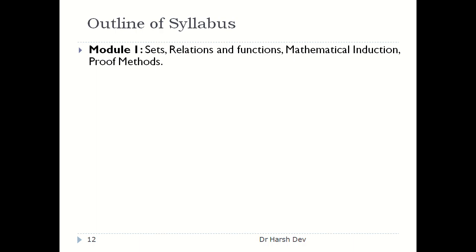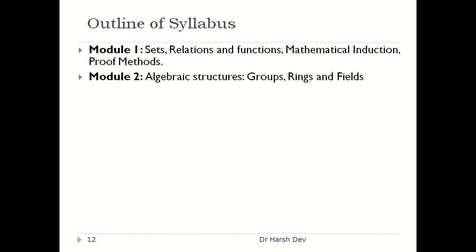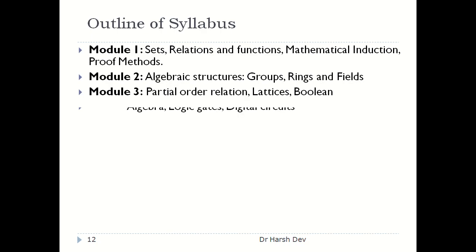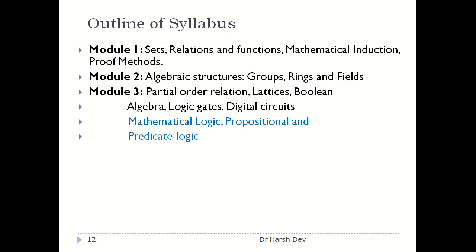Now, what is the outline of our syllabus? Module 1 basically contains sets, relations, and functions, mathematical logic, and proof methods that we will study. In module 2, algebraic structures like groups, rings, and fields we will be studying. In module 3, partial order relation, lattices, Boolean algebra we will be studying, and logic gates, digital circuits, and also the mathematical logic and the propositional and predicate logic, which will start today itself in our lecture.